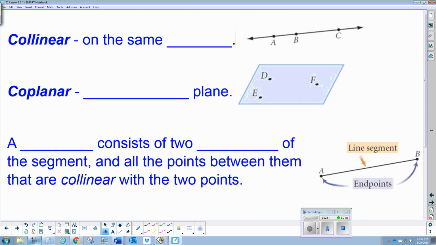The term collinear: co means together, so together on a line is collinear. Those are points that are on the same line. And coplanar, again, together on a plane. So in this case, points E, D, and F are points that share the same plane.